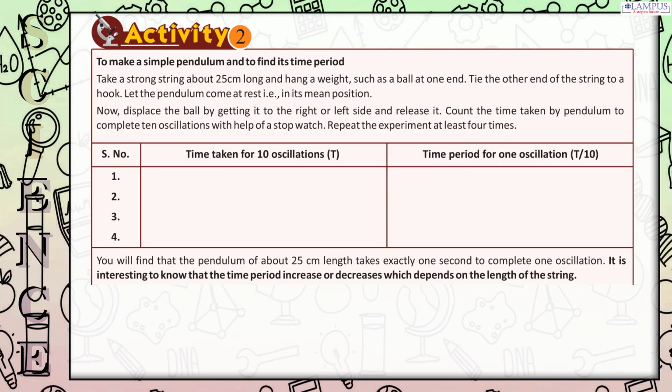Activity 2. To make a simple pendulum and to find its time period. Take a strong string about 25 centimeters long and hang a weight, such as a ball, at one end.